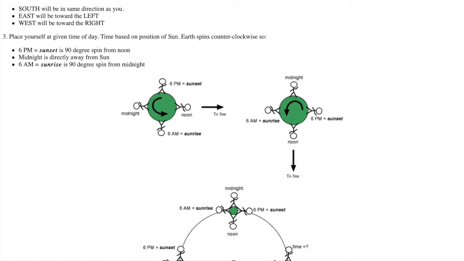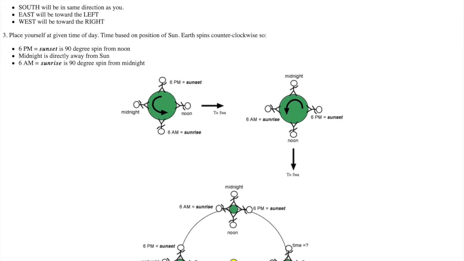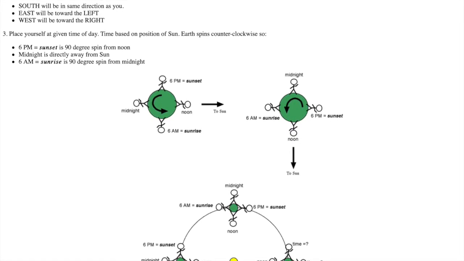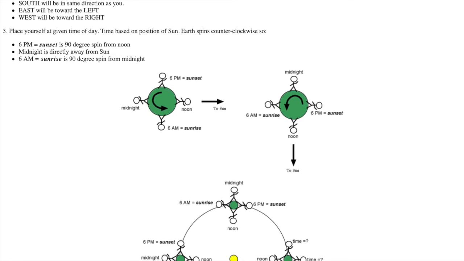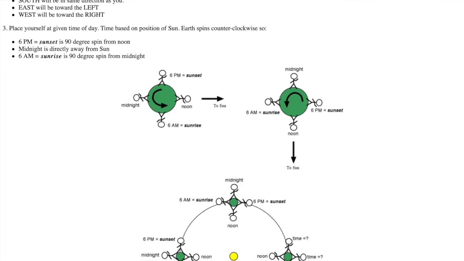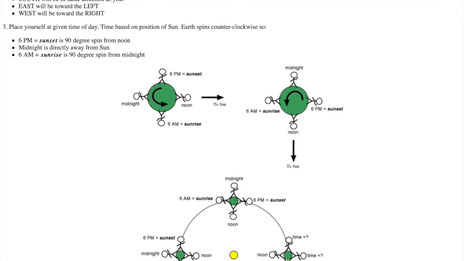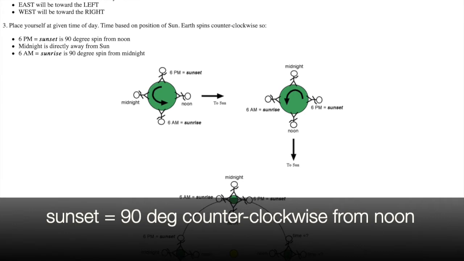Place your observer at the given time of day on the time compass. Draw the observer raising their right hand and lowering their left hand. You're looking at the back of the observer's head. The Earth spins from west to east, counterclockwise, which is why things rise in the east and set in the west.